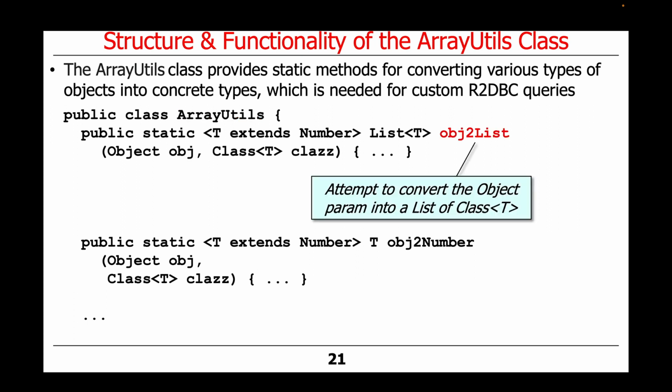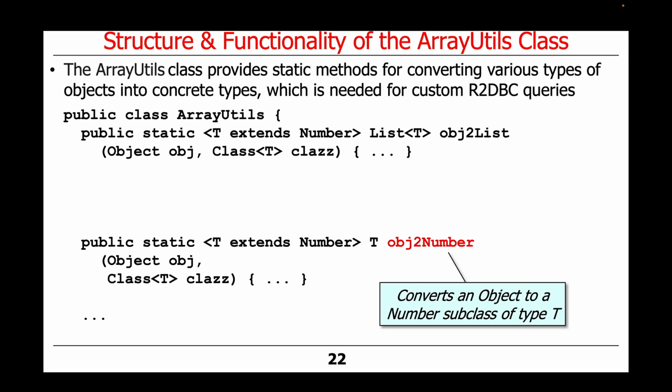And so we define a couple of methods here, one called obj2list, which basically takes an object that is actually an array and converts it into a list of elements of type class, if that's in fact the type that it's got. And then as part of that process, and as well as something we use in our implementation, we also have a helper method called obj2number. And this converts an object into a Number subclass of type T. So a Number subclass would be something like Integer or Double or Long with a capital L, and so on and so forth.